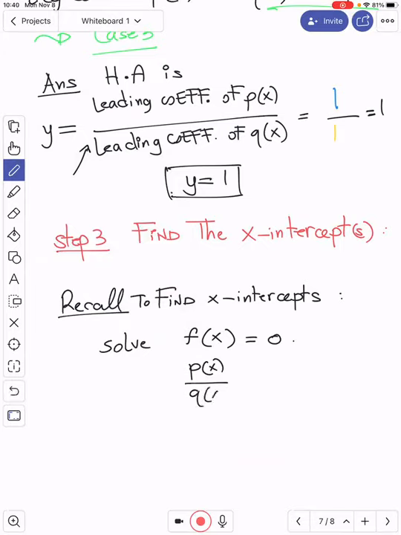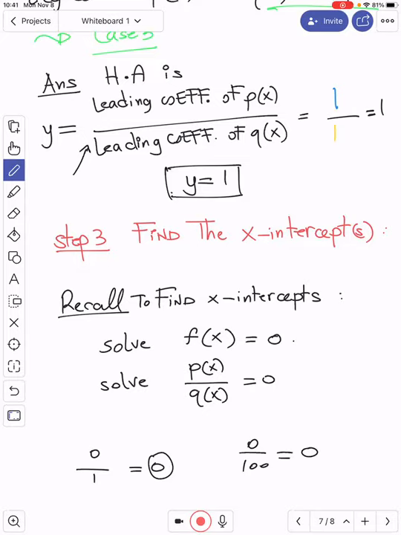p of x over q of x equal to 0. So that's what we are supposed to solve. But the thing, guys, if you have a fraction equal to 0, the only way to get 0 when you have a fraction is that the top is 0. If you have 0 over 1, that will be 0. 0 over any non-zero number, 0 over 100, that will be 0. So the only way to get 0 if you have a fraction is that your numerator is 0. That's the only way to get 0 if you have a fraction.